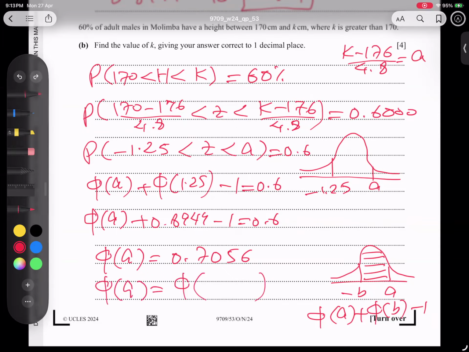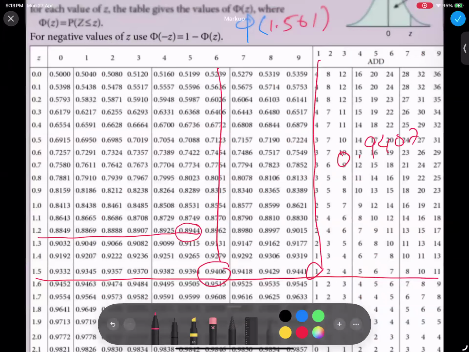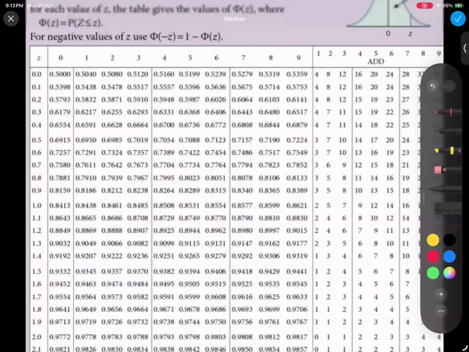So 0.7056. Basically I'm looking for what number, students? How to get this number? First of all, check in the middle, 0.73. No, we need a smaller one, 0.770, 77, this 67, and 0.7088. This number is very close.